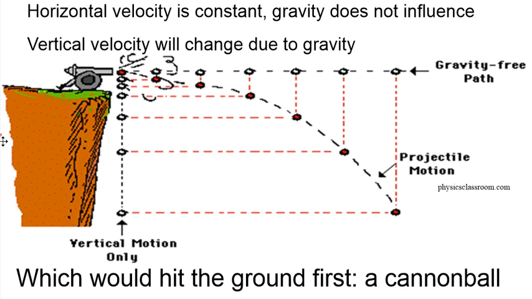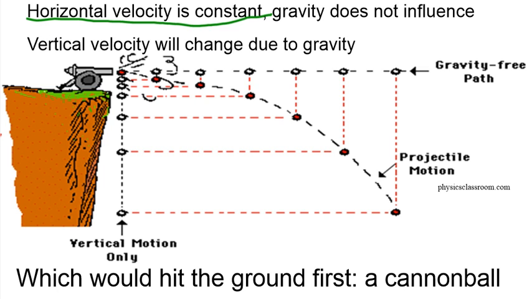Because once it's in the air, only gravity is working on it, and the acceleration is 9.8 meters per second squared down, the horizontal velocity is constant. Remember, gravity does not influence it because they are independent. The vertical velocity will change due to gravity. So here we have a diagram. Let's say we have a cannonball, and in one case, it drops straight down. In another case, there is no gravity. And the other case is the path that it actually takes. This is its trajectory, the projectile motion.